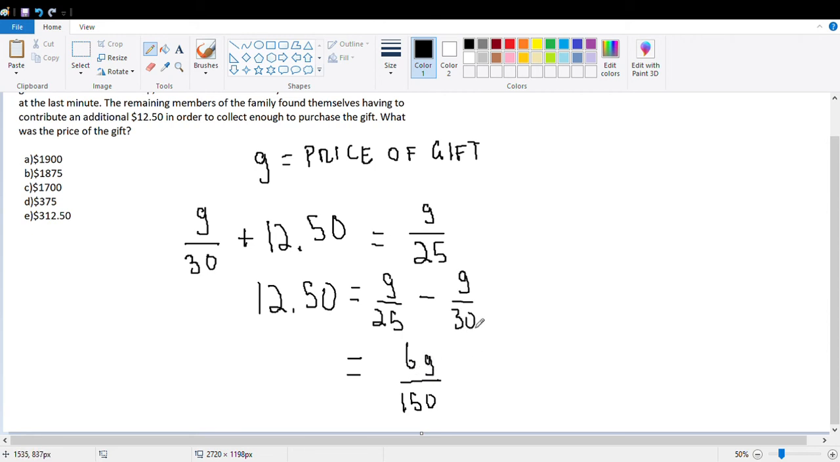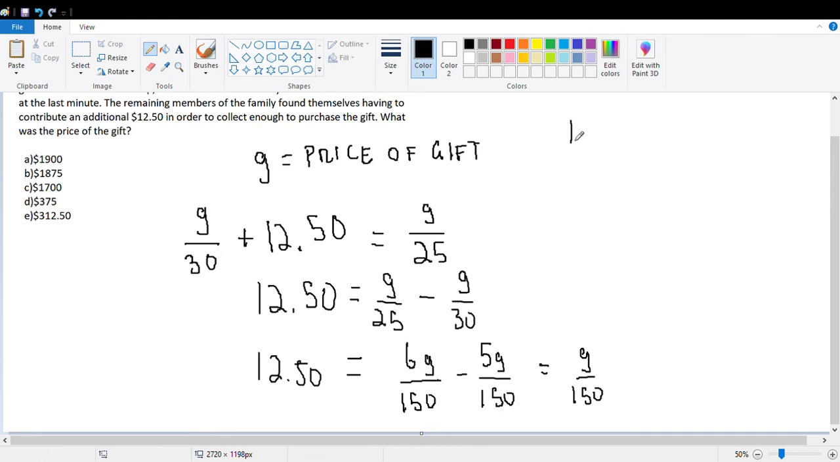And what do we multiply 30 by to make it 150? We multiply it by 5. So therefore we multiply the top and the bottom by 5. It becomes 5G over 150. What does that simplify to? That simplifies to G over 150. And therefore on the other side we have 12.50. That is 12.50 equals G over 150.